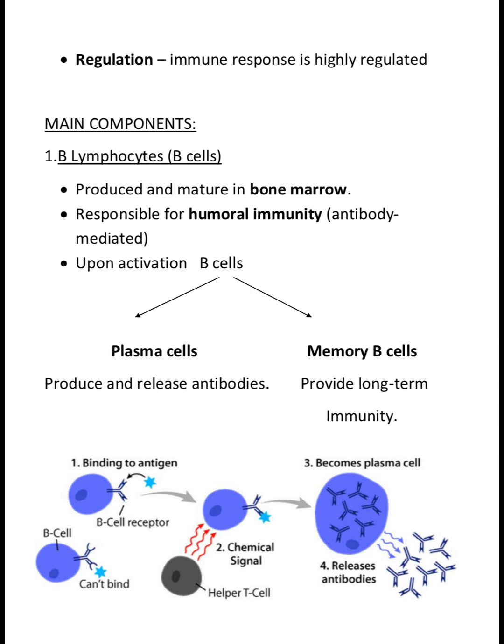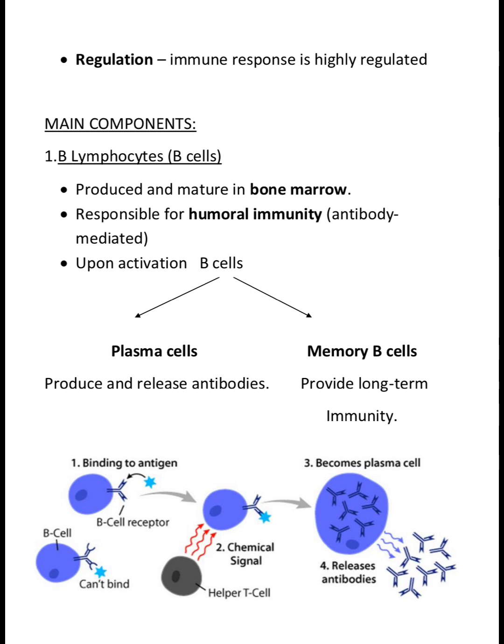B lymphocytes or B cells. B cells are produced and mature in bone marrow. They are responsible for humoral immunity. When B cells are activated, they differentiate into plasma cells and memory B cells. Plasma cells produce and release antibodies, whereas memory B cells provide long-term immunity.